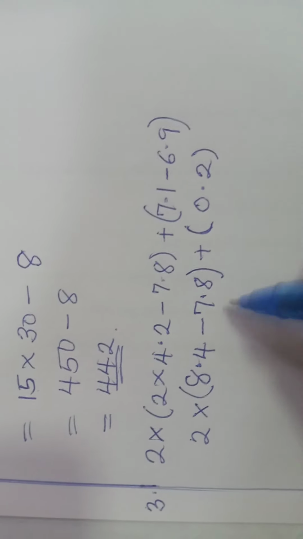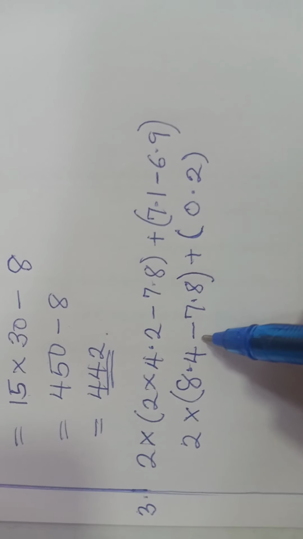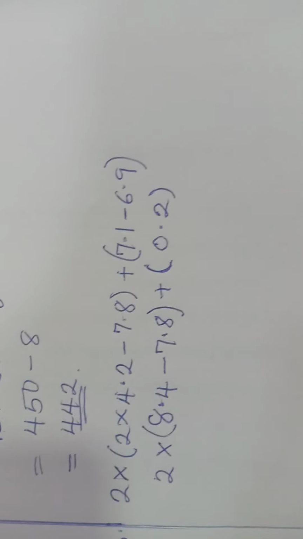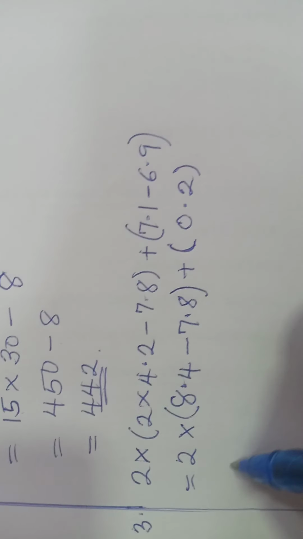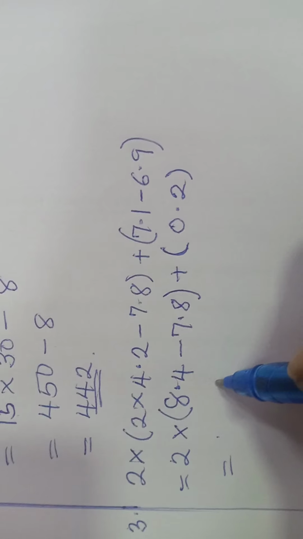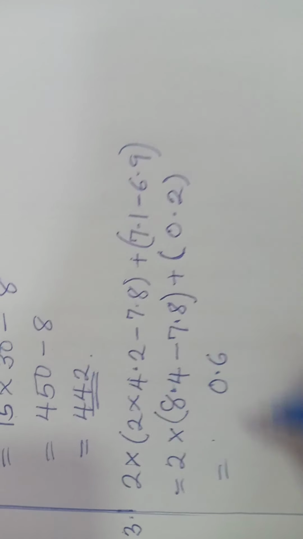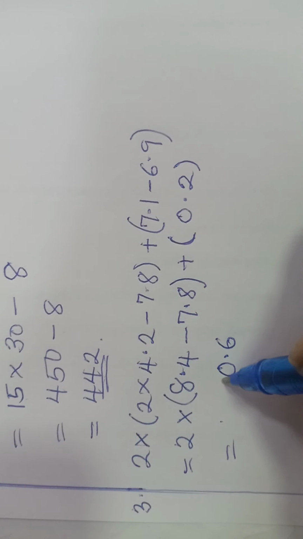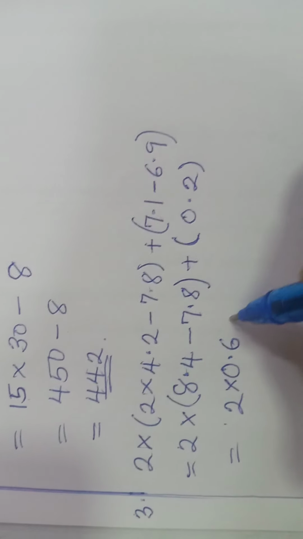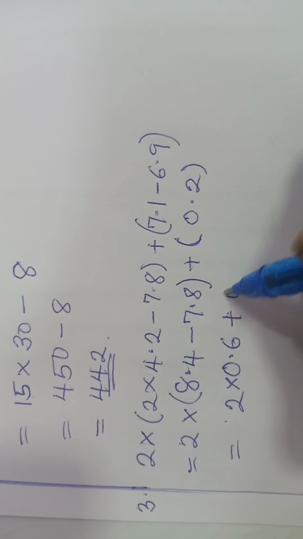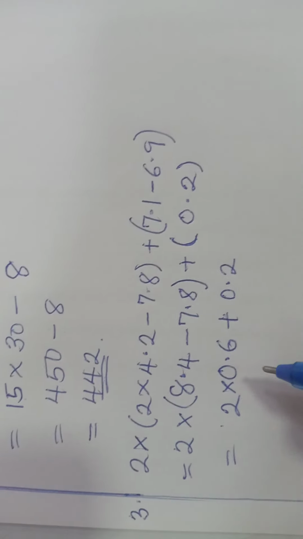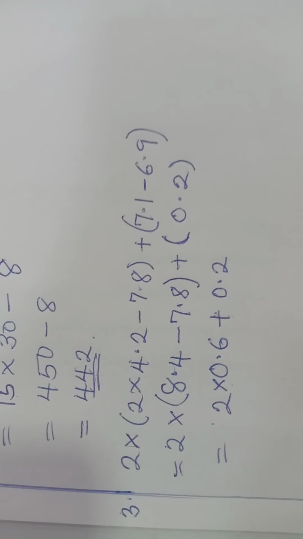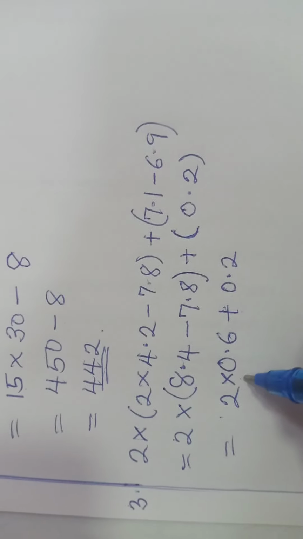So now let's work on this bracket that we still have here. 8.4 minus 7.8. If you do 8.4 minus 7.8, you will have 0.6. So now it is 0.6. Bring back other operations and numbers that you have around them. Times 2 plus 0.2. Now look at what we have here. We have multiplication and addition. Which one do we go for first? Excellent. We go for multiplication first.